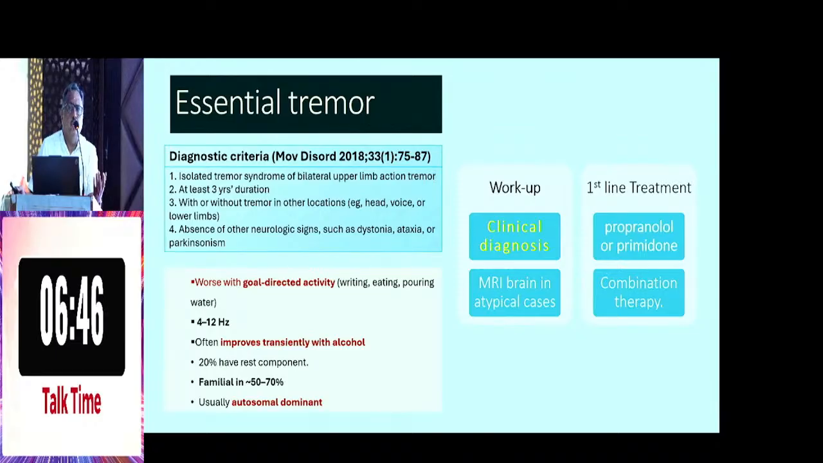And also ask the history of alcohol. Alcohol usually relieves essential tremor. 20% have a rest component, familial in 50 to 70% of cases, usually autosomal dominant pattern. So diagnosis is essential tremor. Treatment choice is propranolol, first line, second is primidone. But many times we give gabapentin or topiramate.